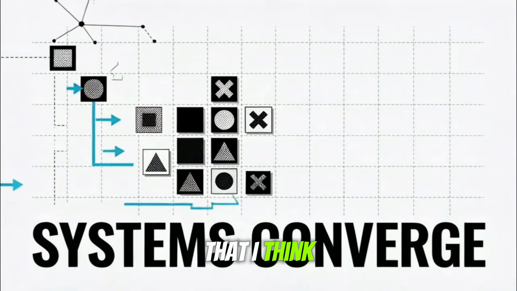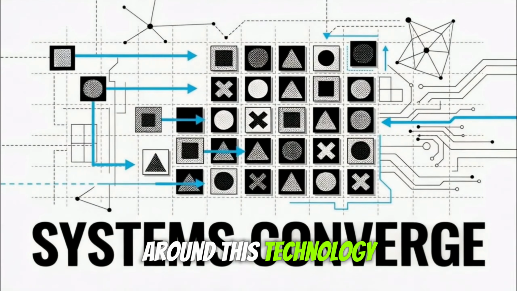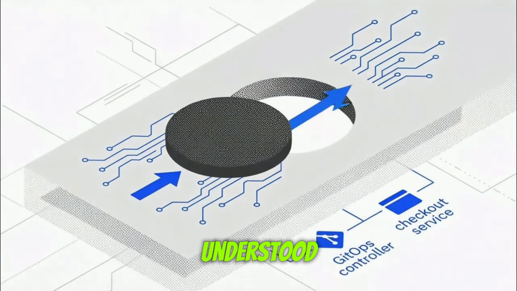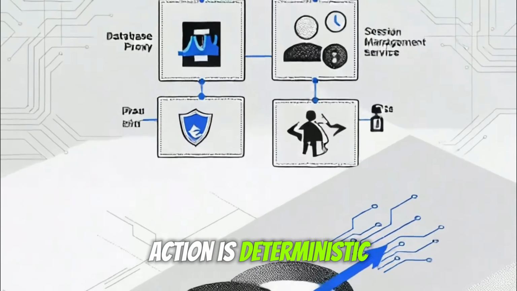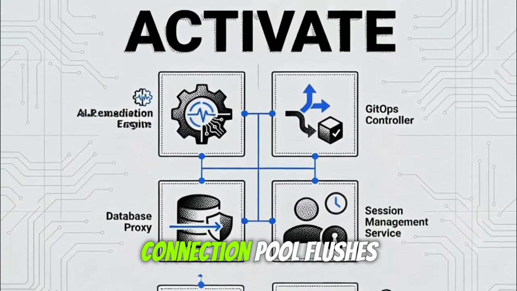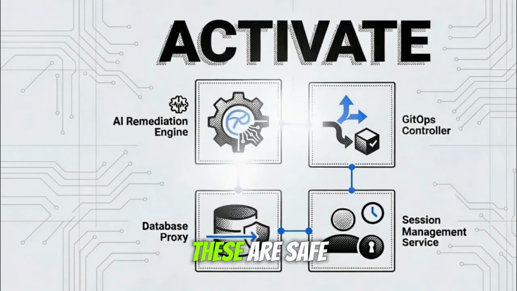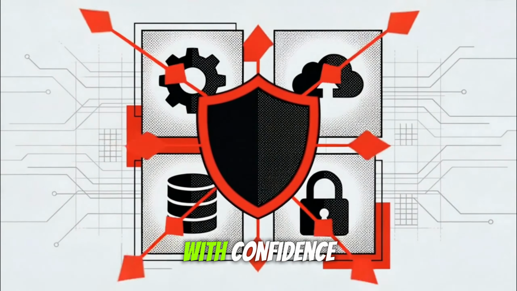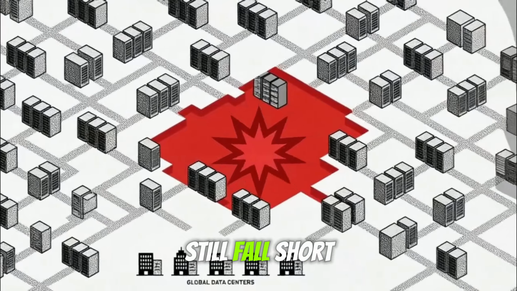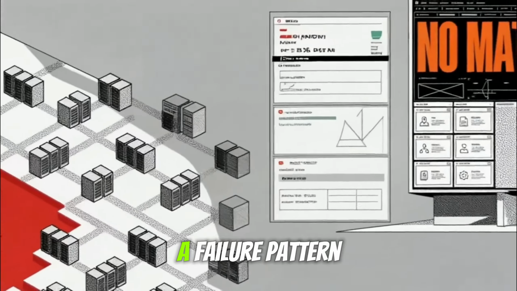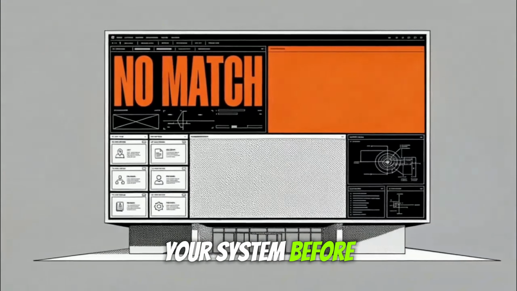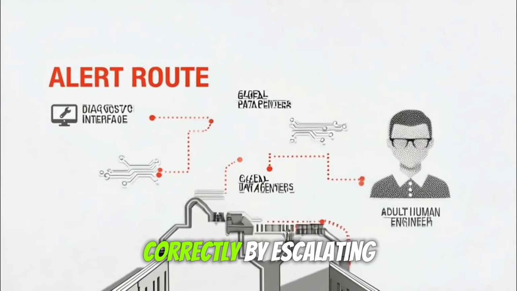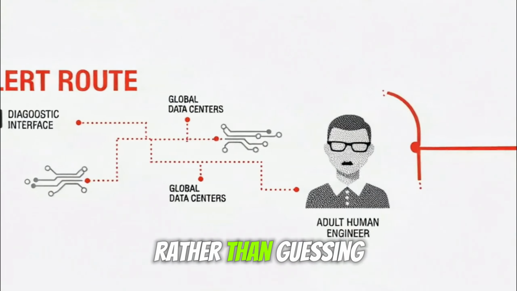Now, I want to say something that I think gets lost in a lot of vendor marketing around this technology. Autonomous remediation works reliably when the failure pattern is well understood and the remediation action is deterministic. Rollbacks, pod restarts, connection pool flushes, horizontal scaling, these are safe, reversible, well-bounded actions that the AI engine can execute with confidence. Where these systems still fall short is novel failure modes. A failure pattern that has never occurred in your system before has no match in the remediation library. Current AI engines handle this correctly by escalating to a human engineer rather than guessing at a fix.